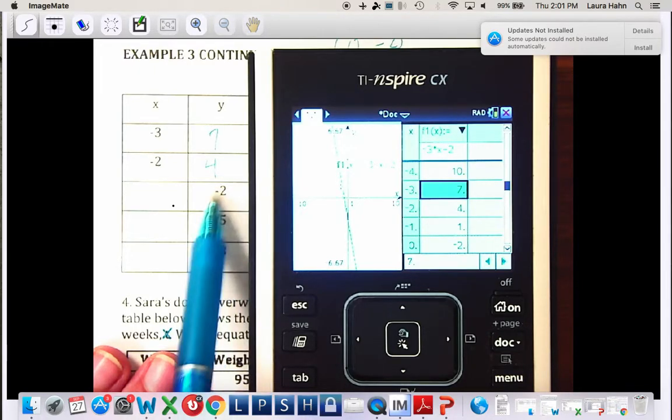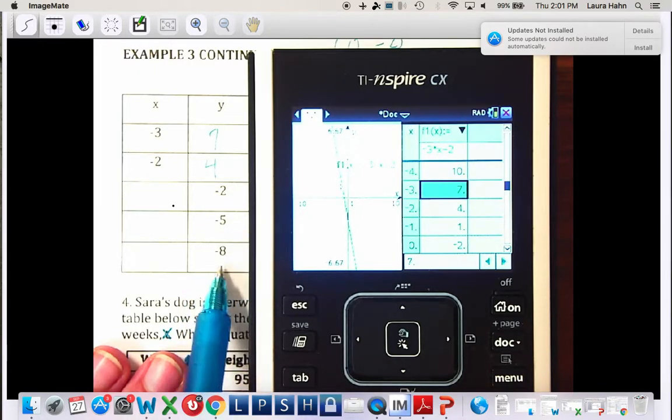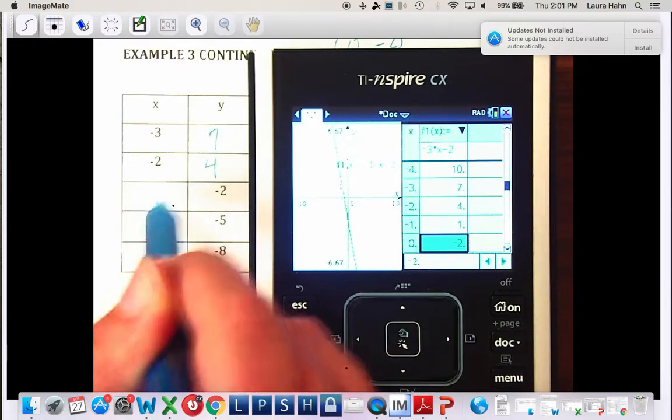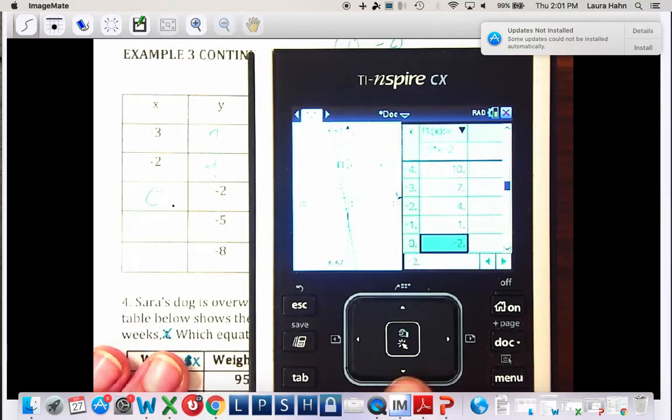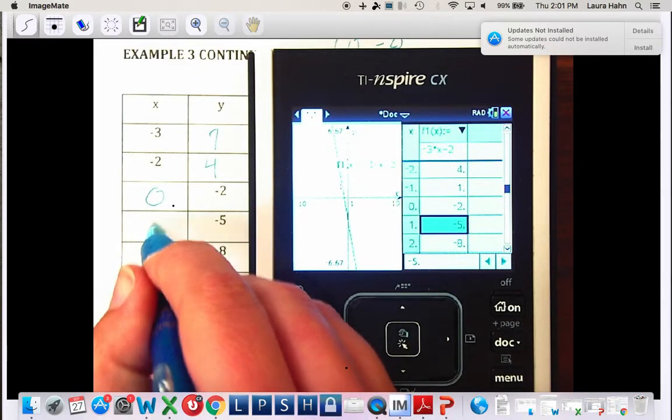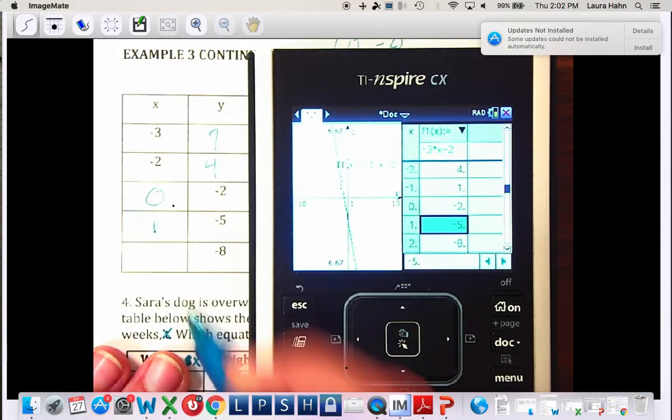So y is the fat column, so I'm going to go find negative 2, negative 5, and negative 8. Well, I see negative 2 is right here. Negative 5. Negative 8 is 2.